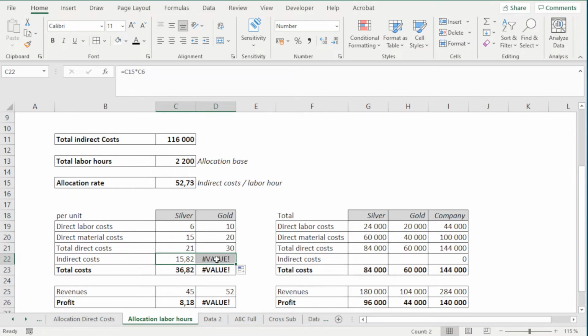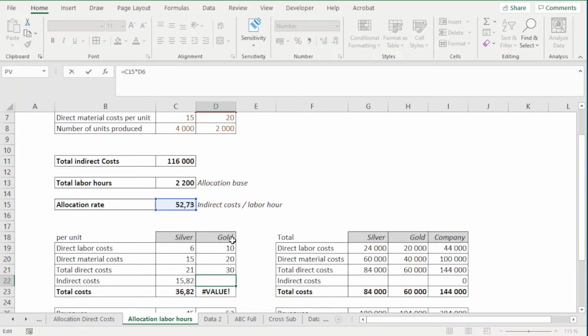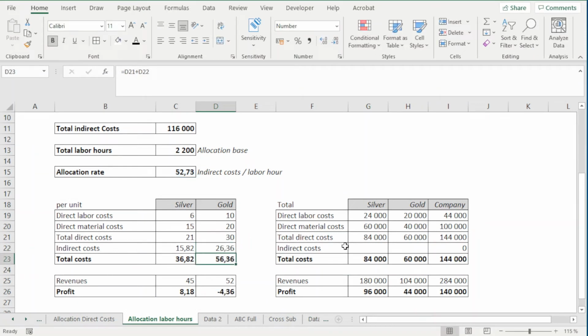And you see there is an error coming up. This is because this blue box here, the address to the allocation rate, moved also to the right. So let us change this. So again, we have the allocation rate here, the indirect costs per labor hour, times the labor hours per unit. Cool. And then we can go to the other side.